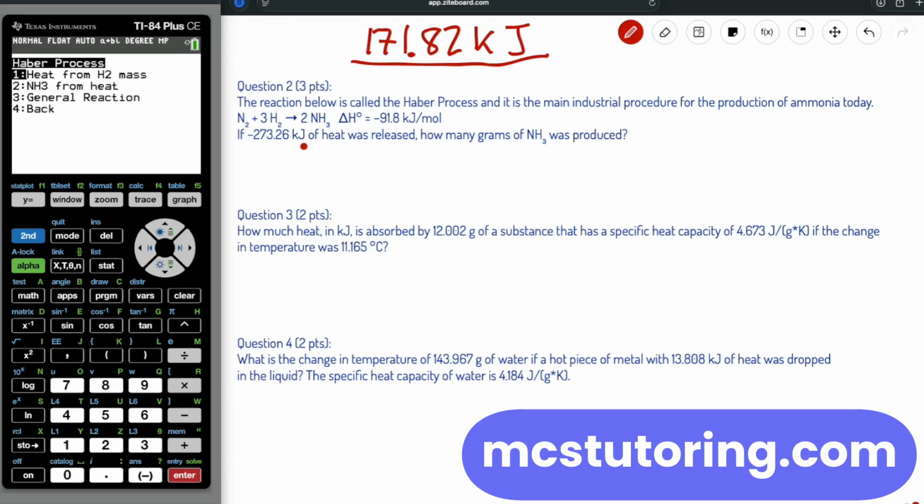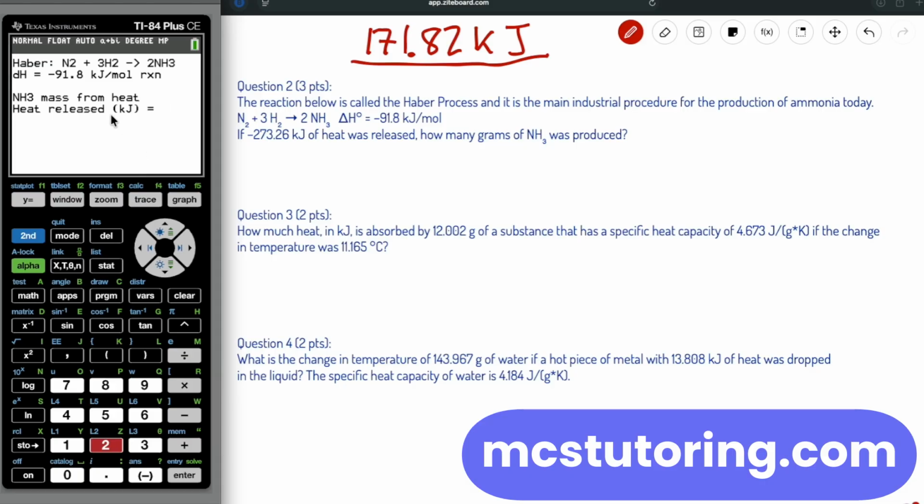But look, we want to find out how many grams of ammonia was produced. So we want to go NH3 from the heat. That's option 2. And then what's the heat released? Kilojoules. I'm going to type in that negative, again, that negative key below the 3, not the minus. I know, in our brains, these two keys are the same. But the calculator is a little finicky.